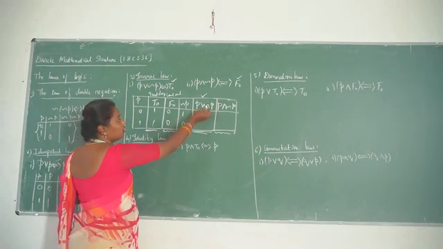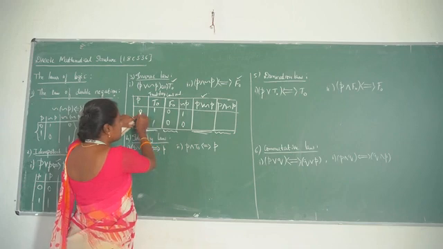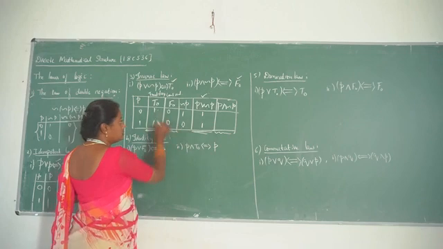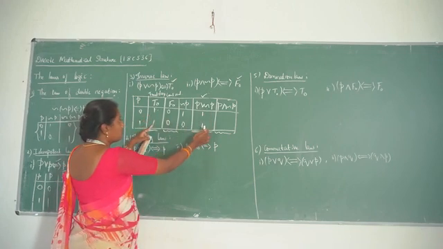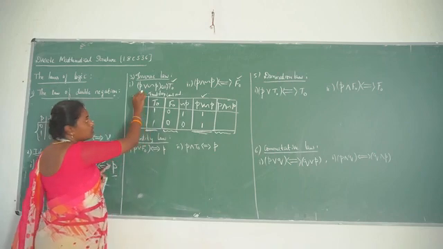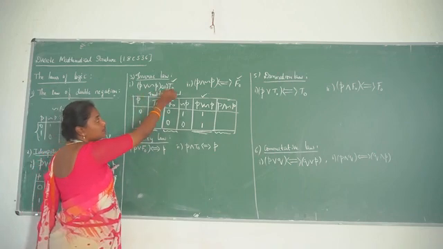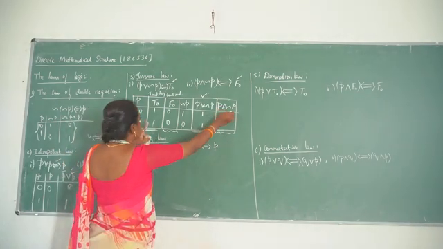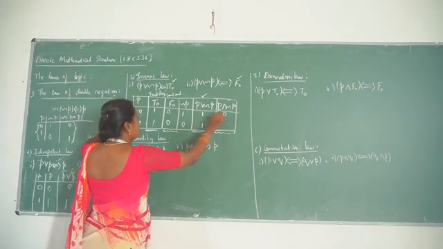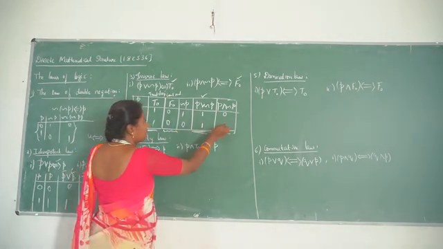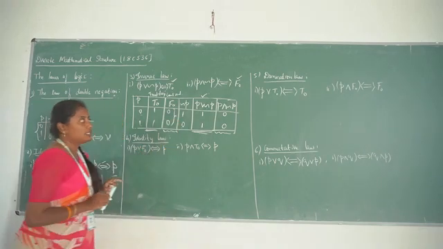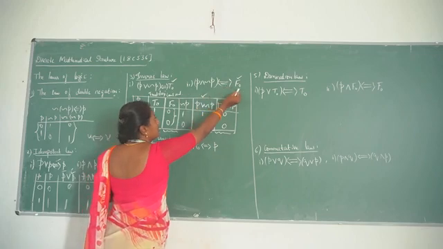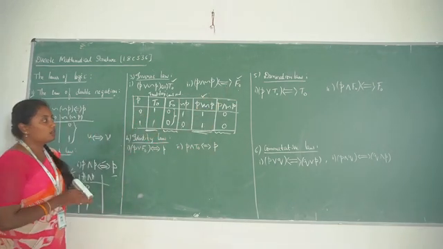Taking P or not P, considering these two columns, 0 or 1 is 1, 1 or 0 is 1, which is the same as T naught. Since both are the same, the disjunction of P and its negation is logically equivalent with the tautology. And the last one, P and not P, that is 0 and 1 is 0, 1 and 0 is 0, which is the same as the contradiction value, F naught. That means the conjunction of P and its negation is logically equivalent with the contradiction statement, F naught.